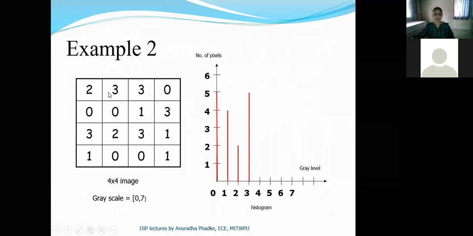So this is your original image, and this is the original histogram. If you look at the original histogram, it means this is a dark image because all the gray values are concentrated between 0 to 3, right? So this represents a dark image, which is of course a low contrast image because the range is narrow.